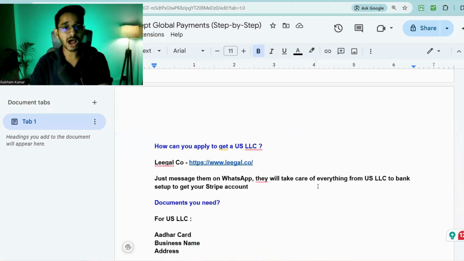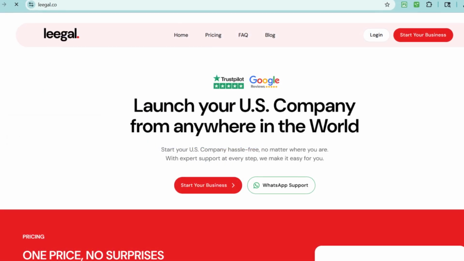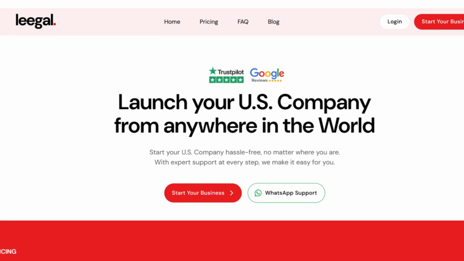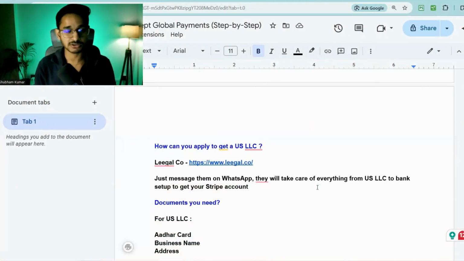So let's talk about how you can also apply to get a US LLC. I have used a platform called Legal Co, legal.co. It is a platform that allows individuals from India to register their businesses in the US, right? That is their main core service, because if you wanted to do it by yourself, it is going to be very challenging. So you need someone who can guide you throughout the entire process, who will handle everything from your end, so you don't have to worry about anything. Okay, so that is the platform I have used to register my US LLC.